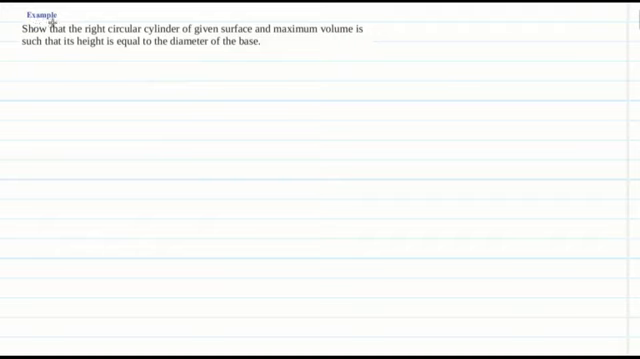We shall do one verbal problem in this type. Show that the right circular cylinder of given surface area has maximum volume such that its height is equal to the diameter of the base. Children, whatever is given, we have to search for the keywords. If they mention the word given something, that is the given clue for us. Then after they mention the word maximum of something, that is the function to be maximized. Children, so they have given surface. So given surface.